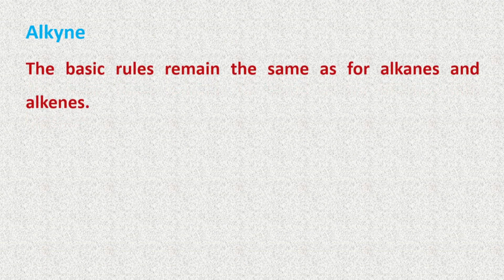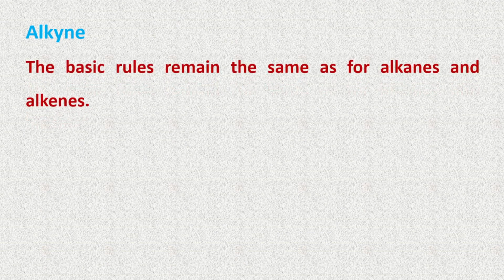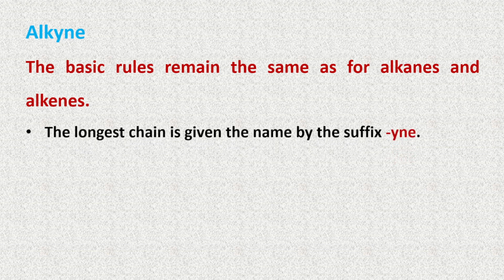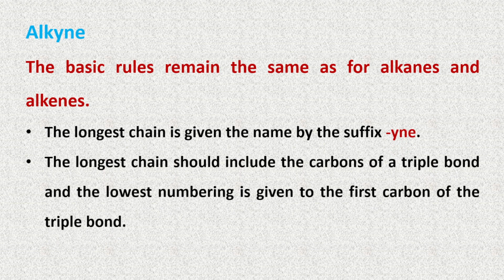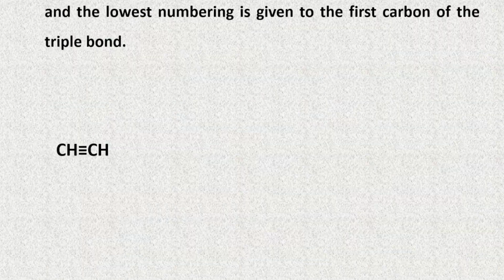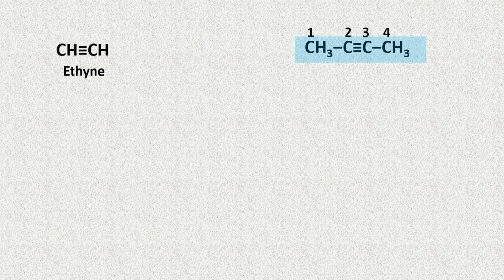Alkyne. For alkyne, the basic rule remains the same as for alkane and alkene. The longest chain is given the name by the suffix "-yne". The longest chain should include the carbon of a triple bond, and the lowest numbering is given to the first carbon of the triple bond. For example, 4 carbons and triple bond at position number 2. So, but-2-yne.